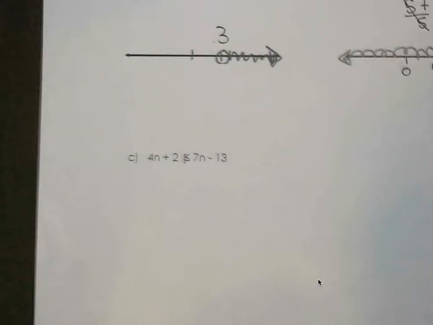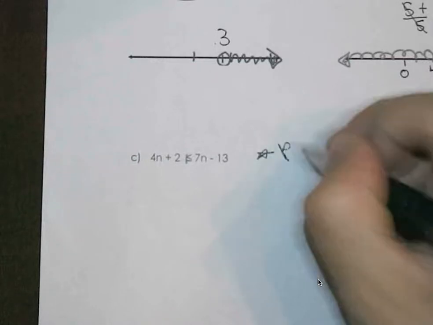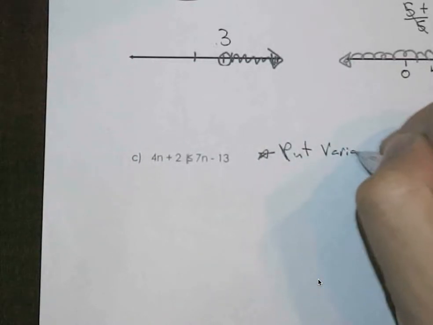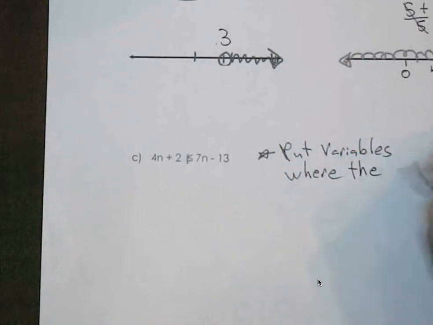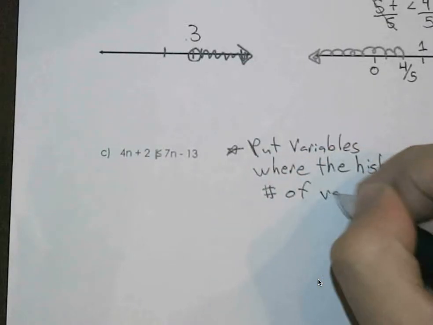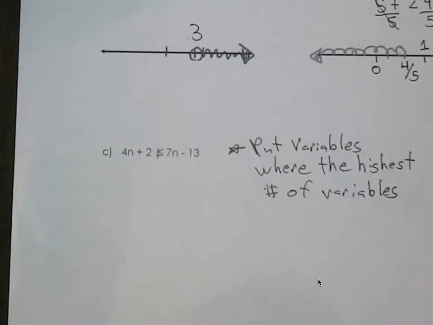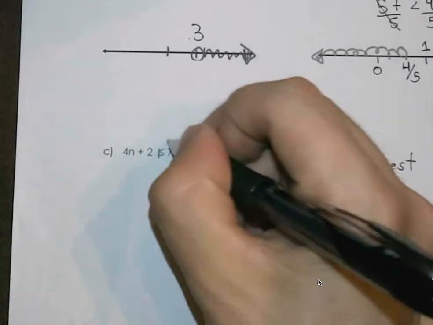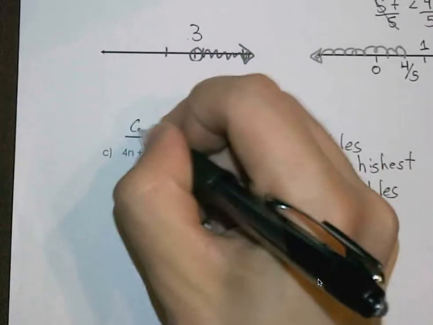So we recalled previously with problems like this that we should try and classify where the variables go. So good rule of thumb, put variables where the highest number of variables already are. That's a really good rule of thumb. It will make your life easier, you will stay organized, and you'll be successful. So I see 7n over here. I'm going to declare that this is where I want variables to go. On the left side is where I want constants to go.